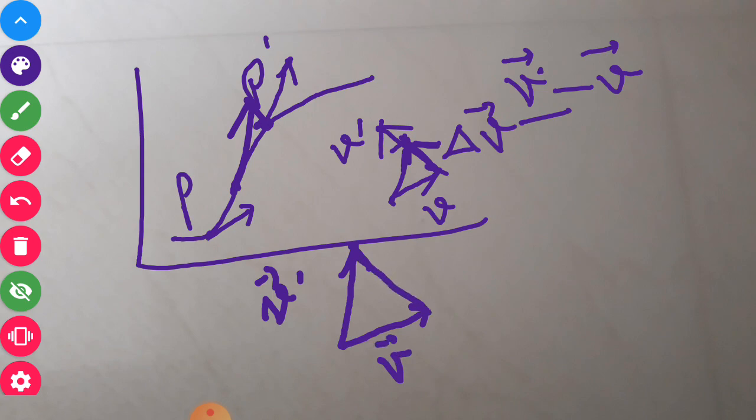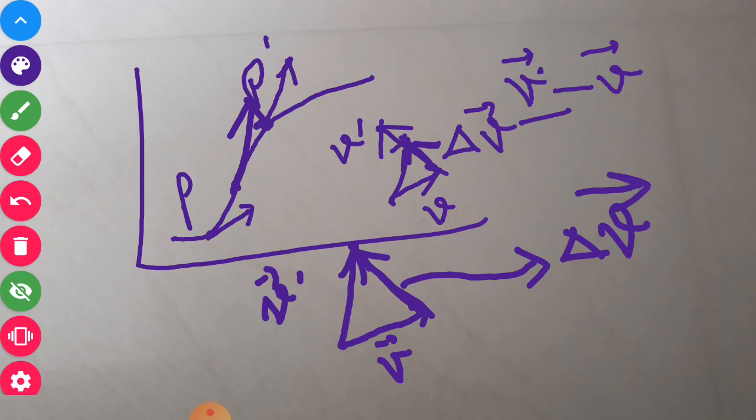Okay, so join these heads and draw the arrow towards v prime, because we want to find v prime minus v. So again this will be the direction of change in velocity and that will be the direction of acceleration. So by using this we can find the direction of acceleration by the graphical method. Okay, thank you very much.